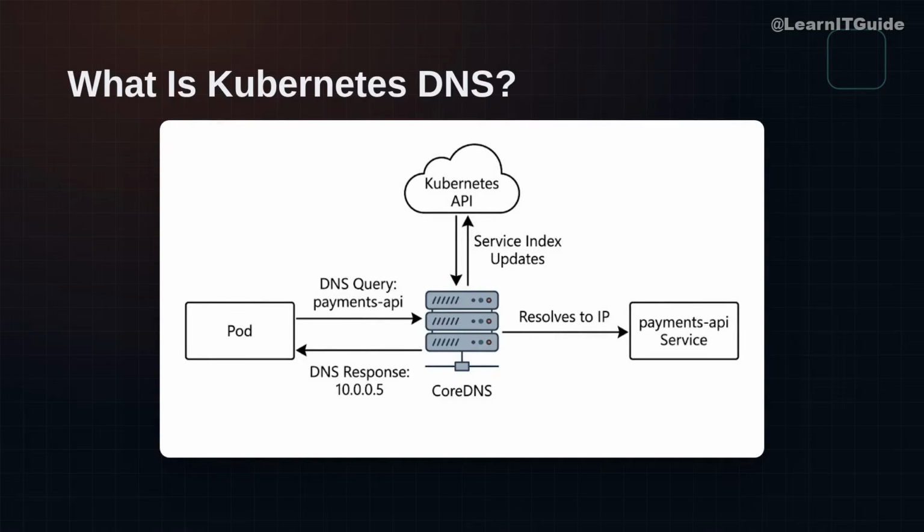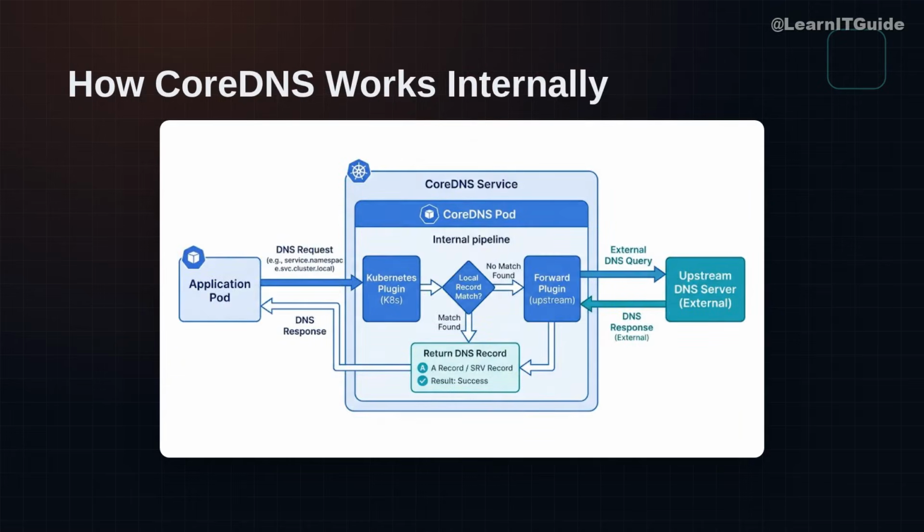What is Kubernetes DNS exactly? It is a service that assigns a unique name to every single service object in your cluster. By default, this is implemented using CoreDNS. Think of CoreDNS like a highly specialized phone book for your cluster. Instead of a static list, it constantly queries the Kubernetes API to keep its index updated. When your pod asks for payments API, CoreDNS looks up the current virtual IP associated with that service and sends it back.